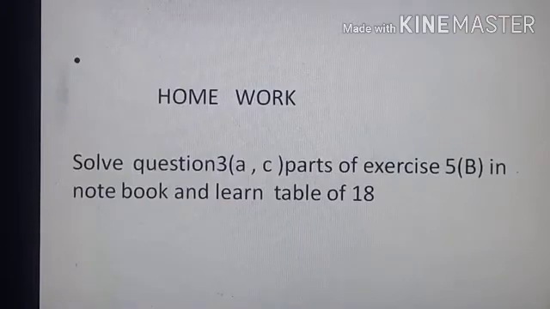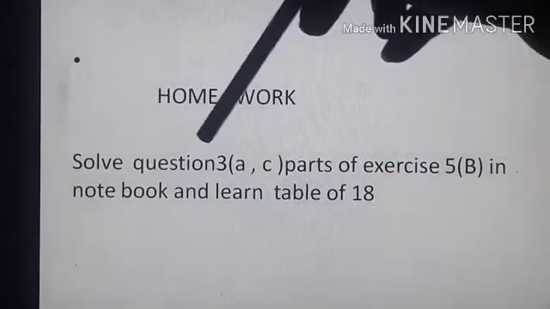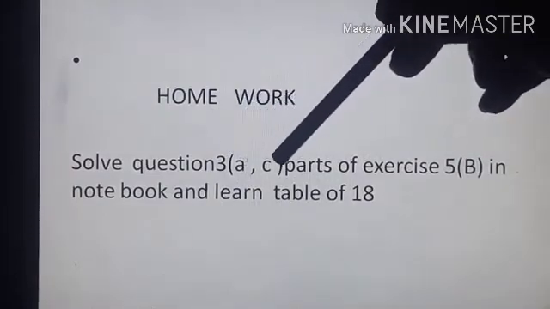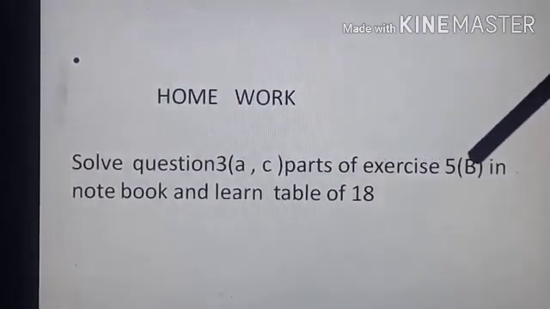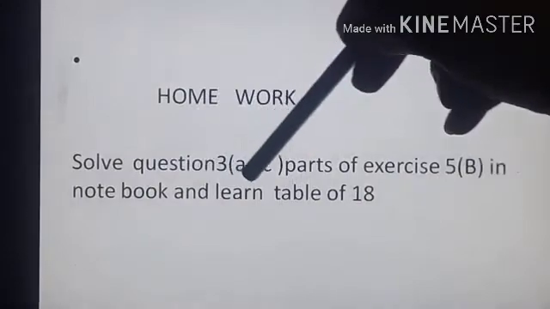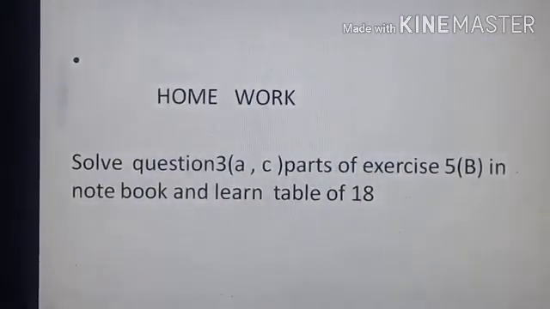Now it's time to take homework. Homework is to solve question 3, A and C parts of exercise 5B in the notebook and learn the table of 18. Beta, these A and C are statement sums of addition or subtraction of fractional numbers. So we have done practice, so you will do the homework now. If you are getting any problem, then you can tell me. Okay?